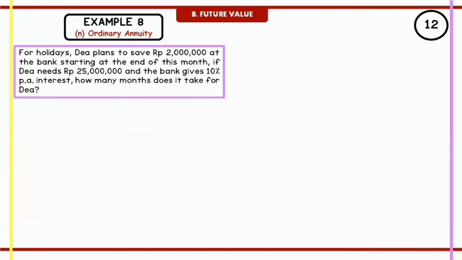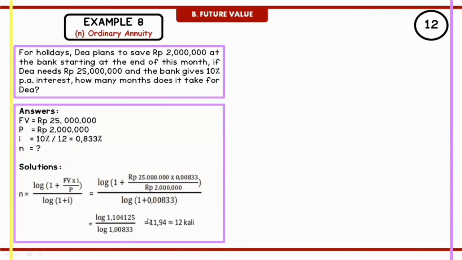Next example is how to find n of ordinary annuity. For a holiday, Tiara plans to save 2 million rupees at the bank starting at the end of the month. If Tiara needs 25 million rupees and the bank gives 10% per annum interest, how many months does it take for Tiara? The answer is 12 months.